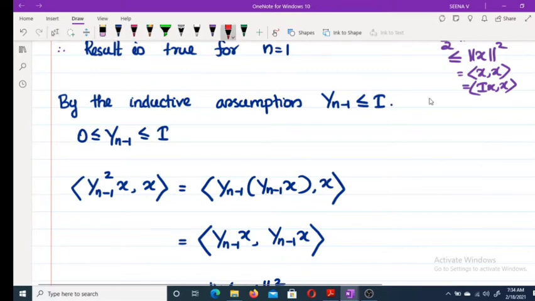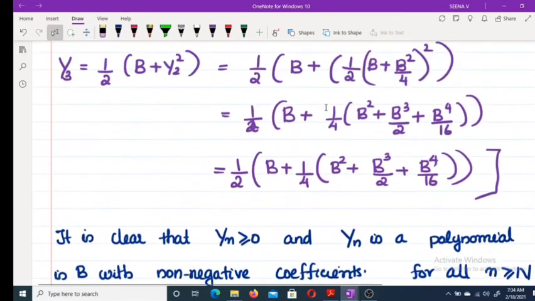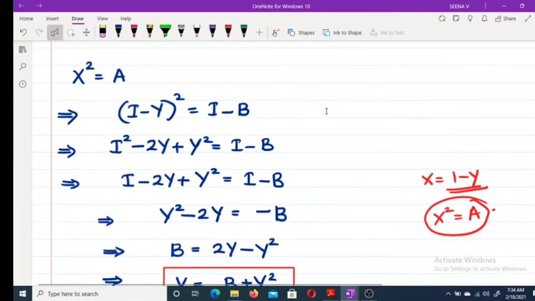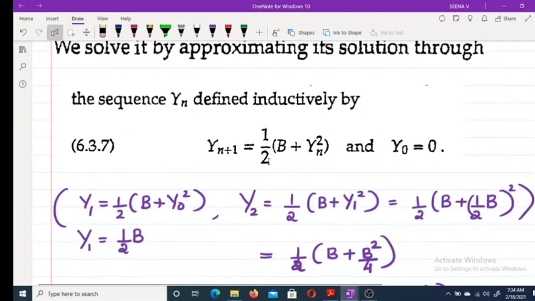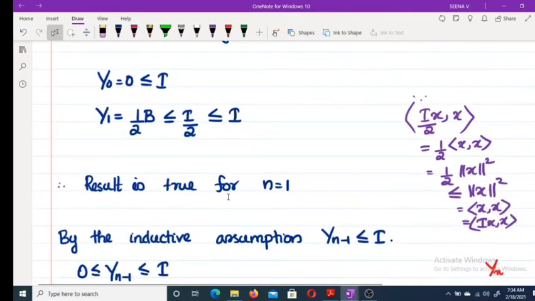What is y? We have defined each yn. What is our yn? Yn is a polynomial in B. Okay. And what is B? B equal to I minus A. A is a symmetric operator. I minus A symmetric. B is symmetric. Therefore, Yn is also a symmetric operator.